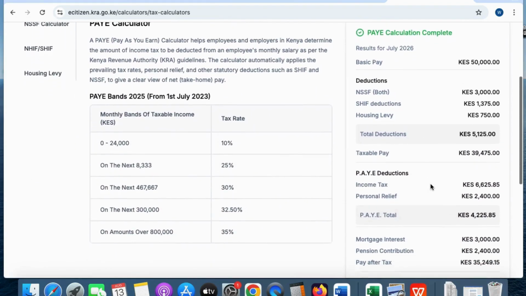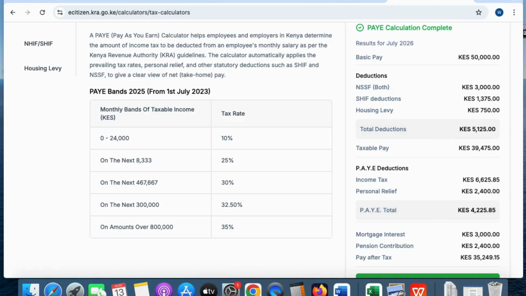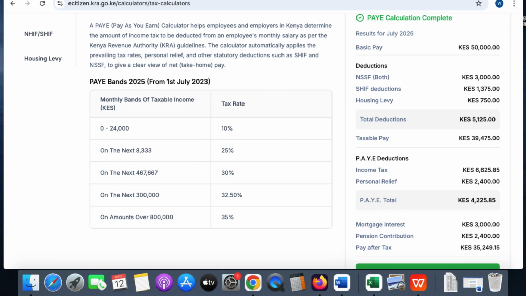Now finally, you'll see that the PAYE calculation is complete and the calculator has given you a summary of your calculation. We started with a basic salary of 50,000. The calculator has then calculated the NSSF, SHIF, and housing levy deductions, which in this example is 5,125. Now remember, these are allowable deductions, meaning they are taken into account when determining the amount of income that is subject to PAYE.